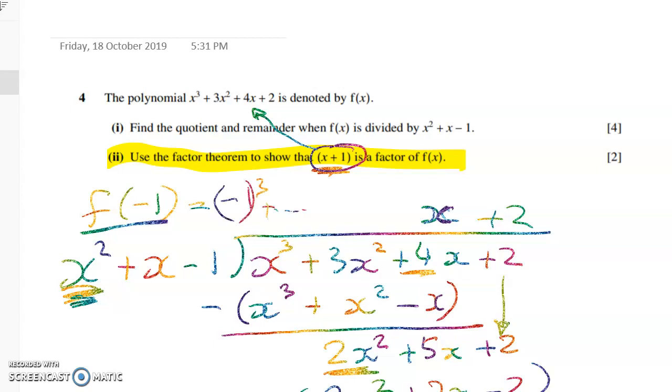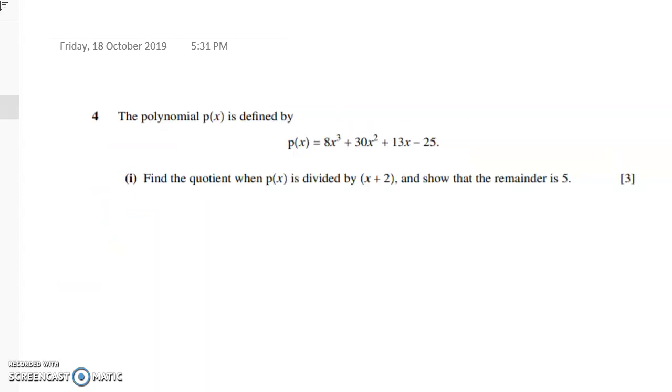But there you go, we work that out and we end up getting 0. That's how the factor theorem works. Last question, the third long division one, is this one.